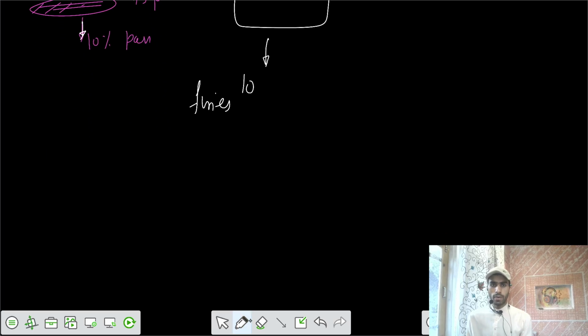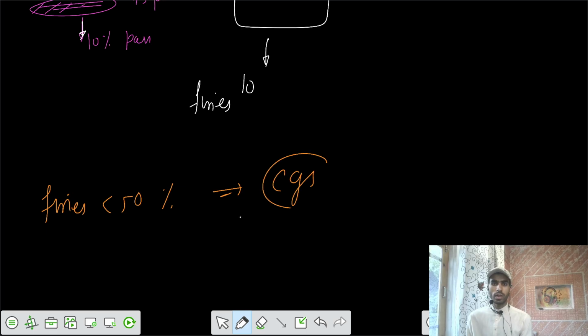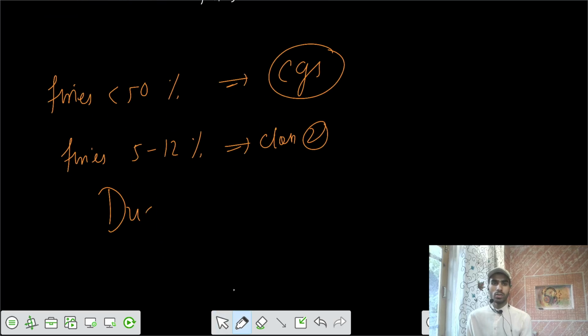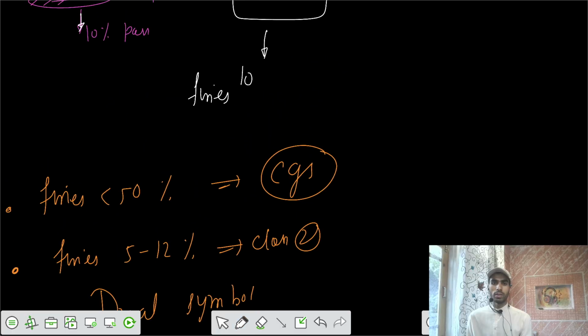If fines are less than 50%, your soil is actually coarse grain soil. And your fines are in the range 5 to 12%, so it's actually class 2. That's a dual symbol, so we have to use the dual symbol now. This is one step, and the second step is here, 5 to 12%.